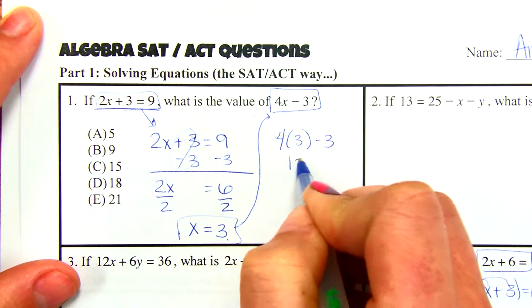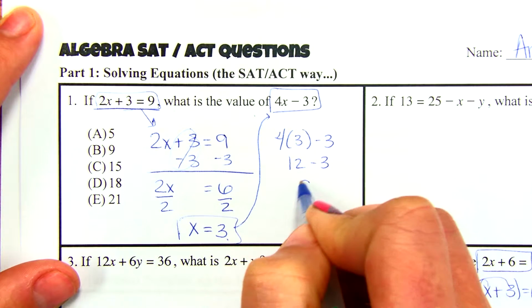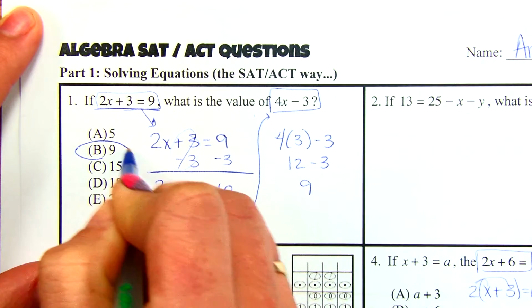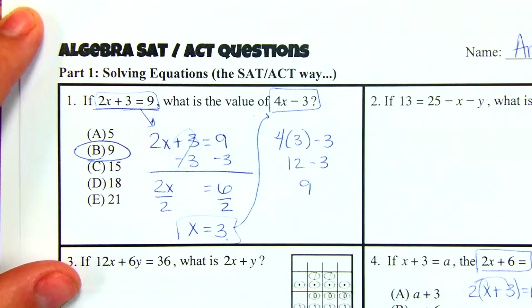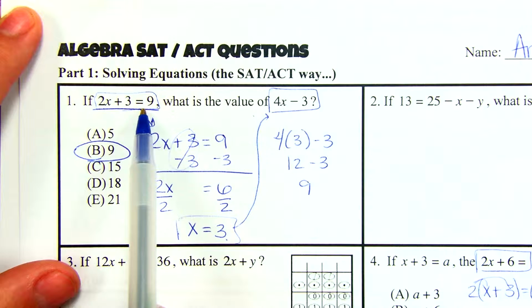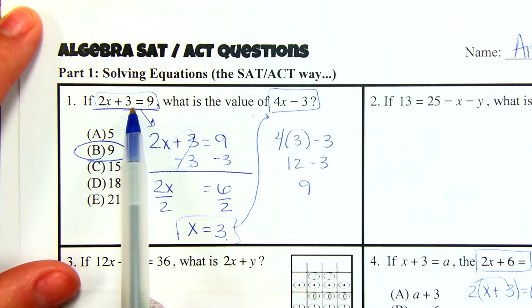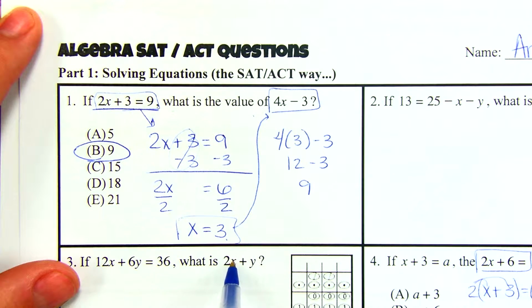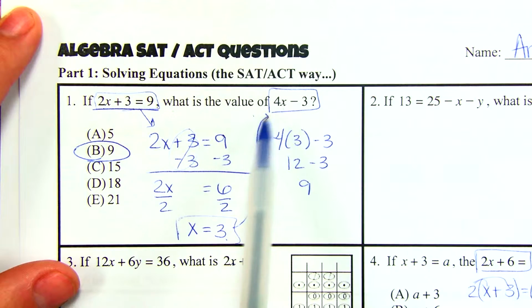That's literally all this problem is asking you to do. So the answer is 9. So again, it's essentially saying if 2x plus 3 equals 9, if it gives you this equation, solve for x so that you can determine the value of 4x minus 3.